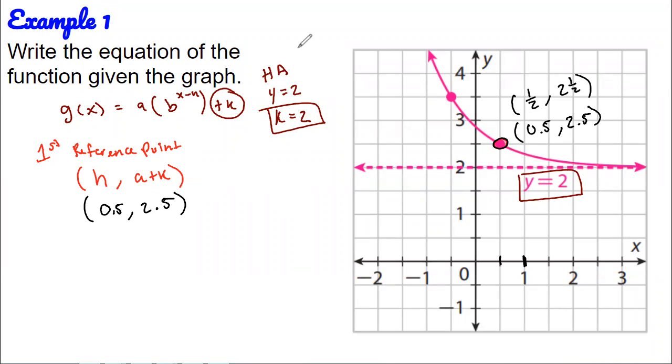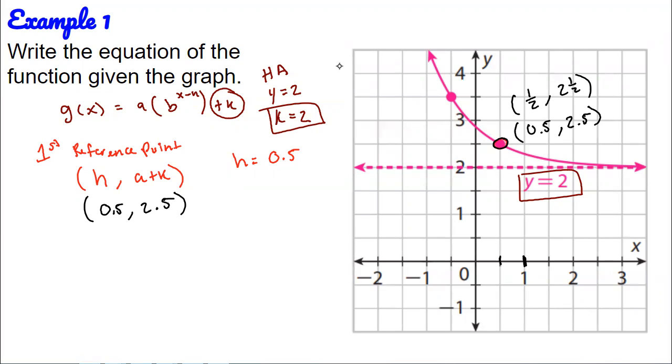1/2. So let's go ahead and write h equals 0.5 or 1/2. Now let's go ahead and find the value of k. K is already present, it is 2. And do we know the value of a? No, but do we know the value of a plus k?